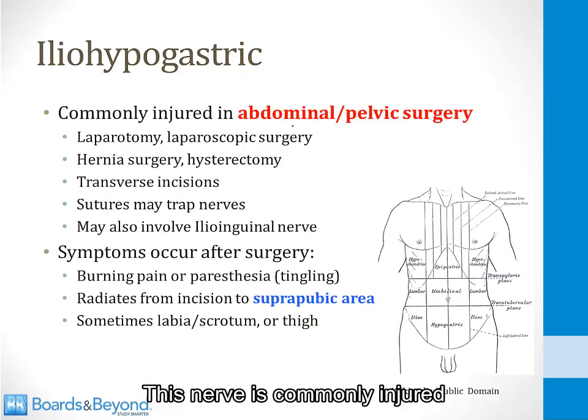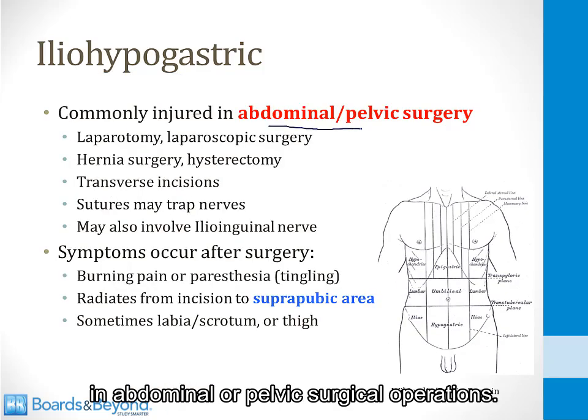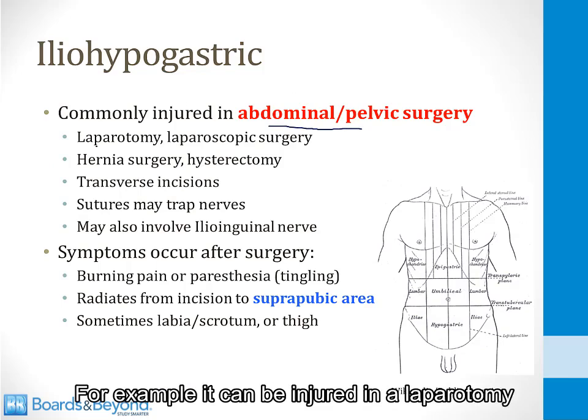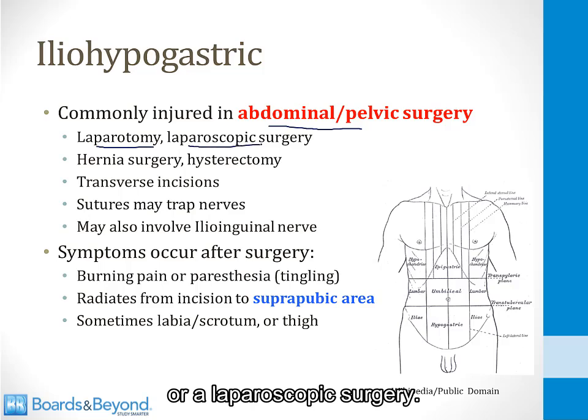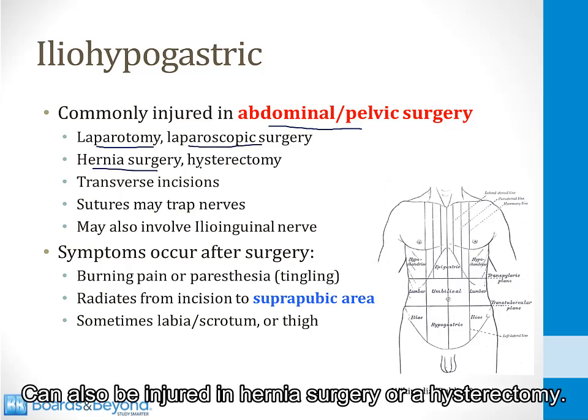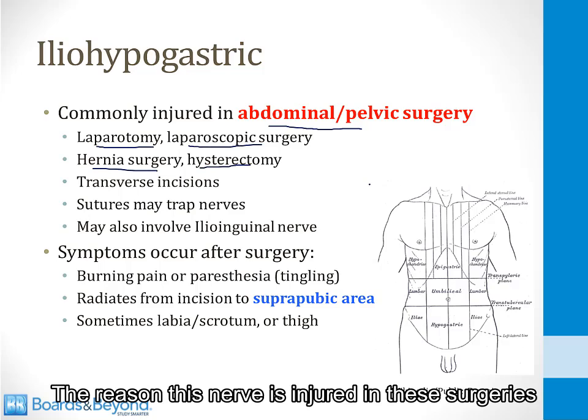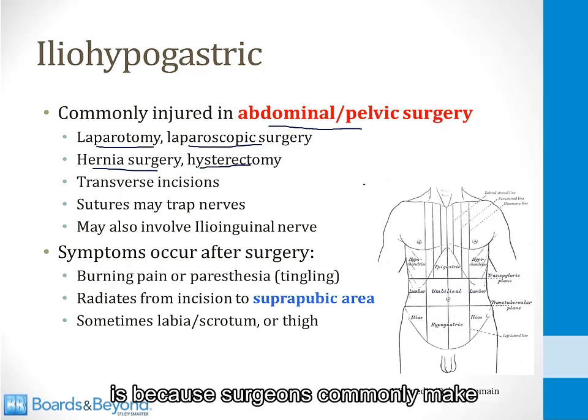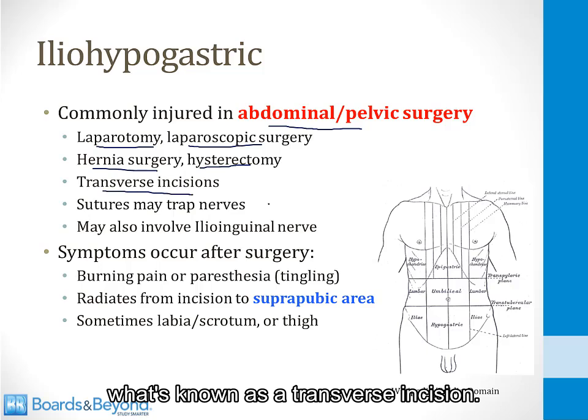This nerve is commonly injured in abdominal or pelvic surgical operations. For example, it can be injured in a laparotomy or a laparoscopic surgery. It can also be injured in hernia surgery or a hysterectomy. The reason this nerve is injured in these surgeries is because surgeons commonly make what's known as a transverse incision.